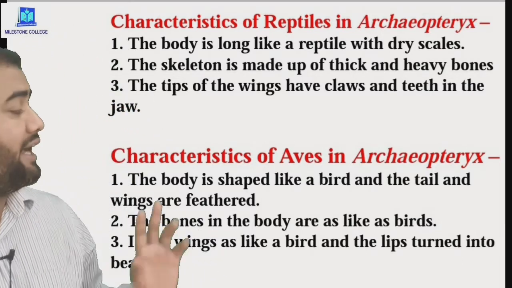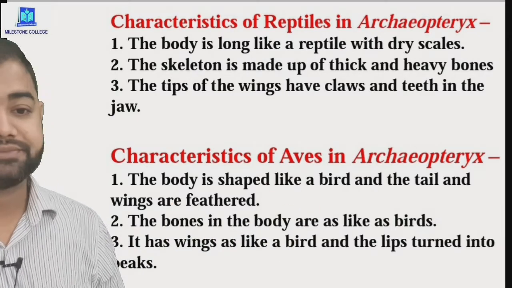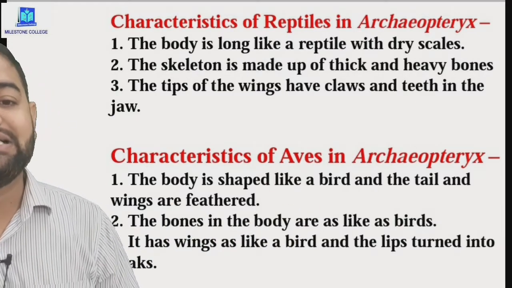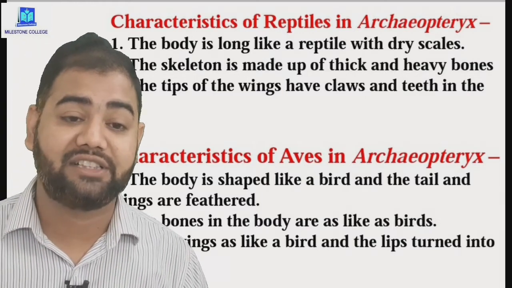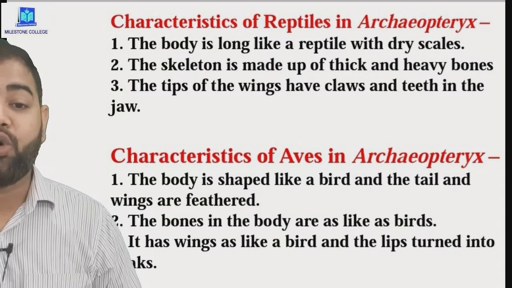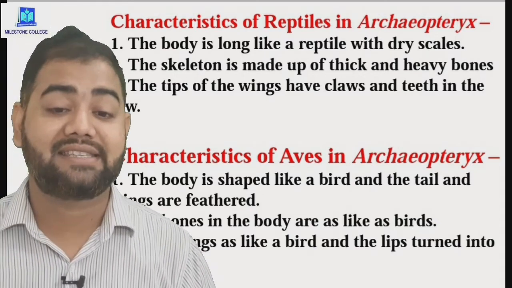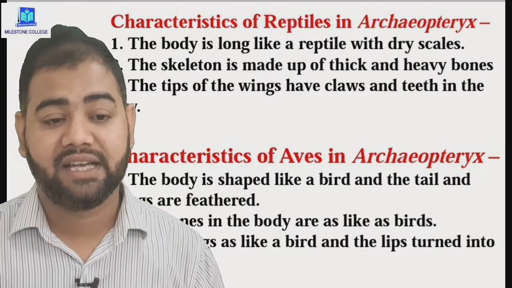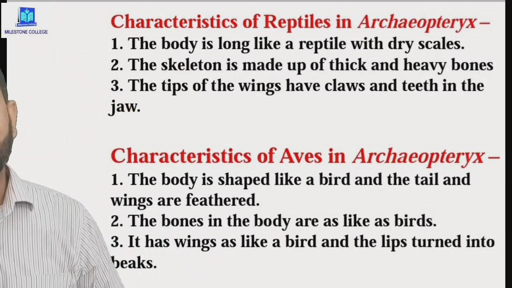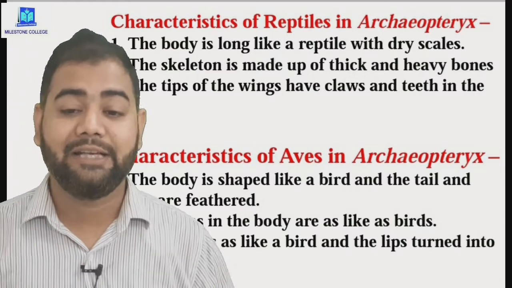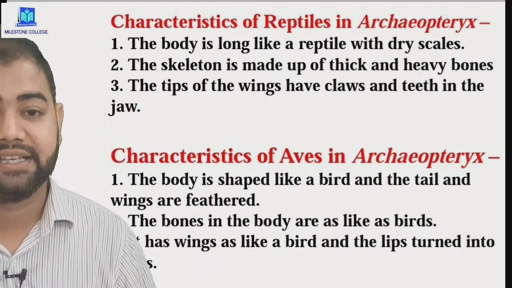Characteristics of aves in Archaeopteryx. Number 1, the body is shaped like a bird and the tail and wings are feathered. Number 2, the bones in the body are like those of birds. Number 3, it has wings like a bird and the jaws turned into beaks.